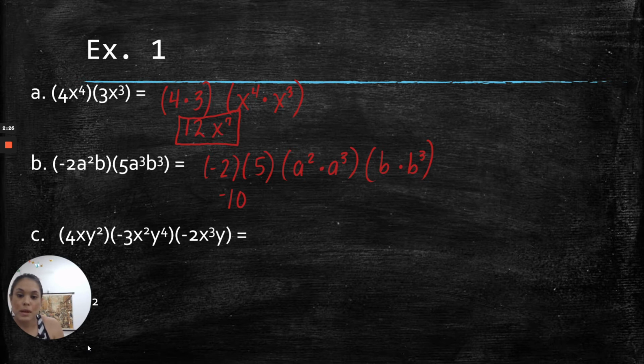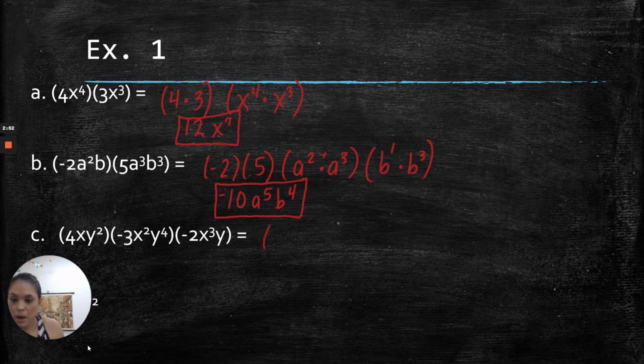It's the same base, so all I do is add the exponent, and this would be a to the 5th power. This is b to the 1st plus b to the 3rd, that's 1 plus 3. This is b to the 4th power, so my answer is -10 times a to the 5th power times b to the 4th power.